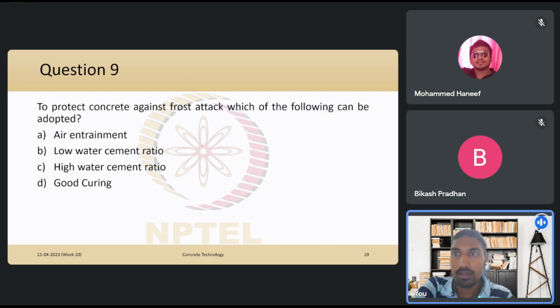Okay, question number 9 is, to protect concrete against frost attack, which of the following can be adopted? The options are: A, air entrainment. Option B is low water cement ratio. Option C, high water cement ratio. Option D is good curing. Okay, so this is a multiple select question, so more than one option could be correct.